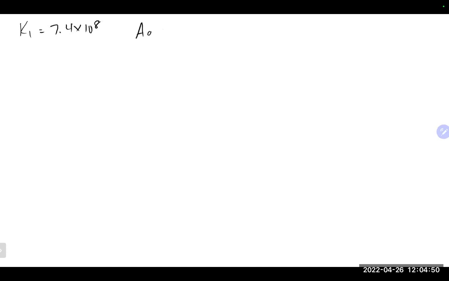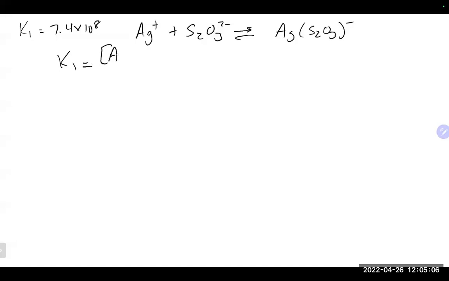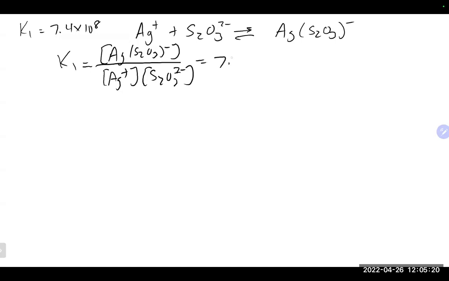That would be this equation, which is the silver plus one of these guys, making our silver S2O3 minus. And again, using the K1, which would be this, divided by the silver, which is what we're interested in, and the S2O3 2 minus. Again, we're using the first step, so there is no squaring, would be 7.4 times 10 to the 8.